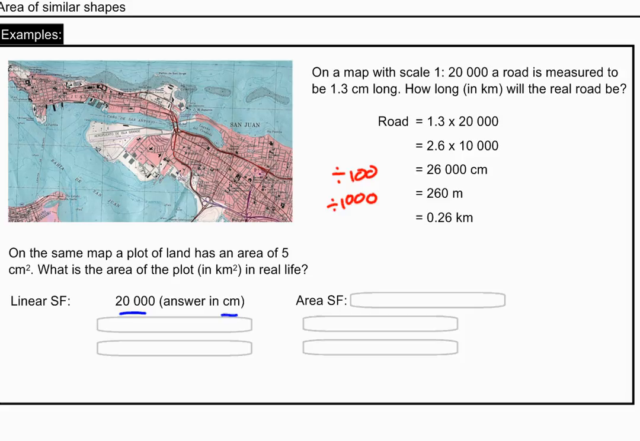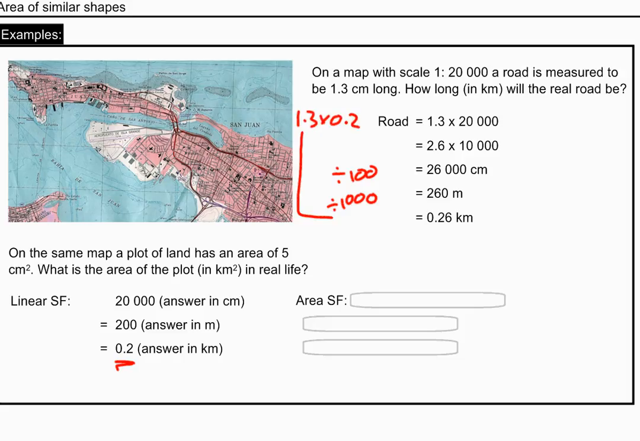answer in centimetres. So if I divide by 100, well, that's what would give me my answer in square metres. Dividing by 1,000 would give me my answer in square kilometres. So my linear scale factor, I could use 0.2, and that would give me my answer straight away in kilometres. I mean, you could check by doing 1.3 times 0.2, and that would take you straight to that answer there.